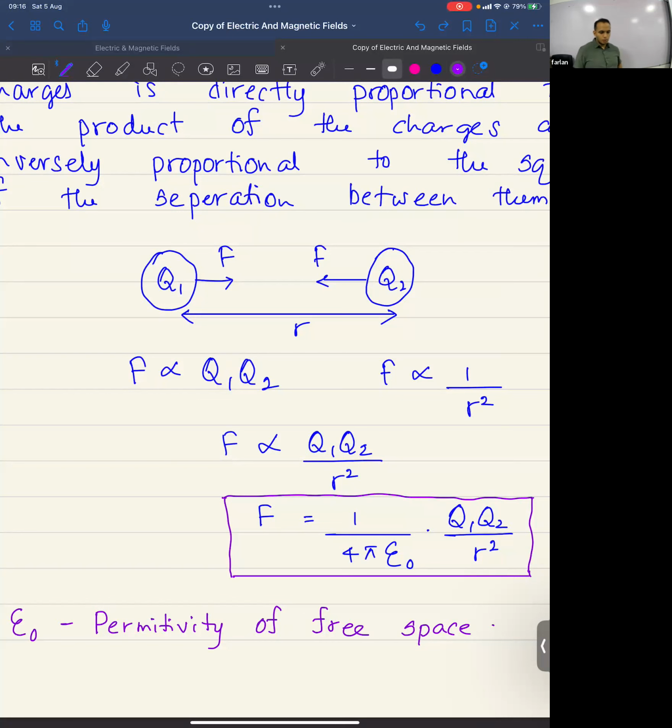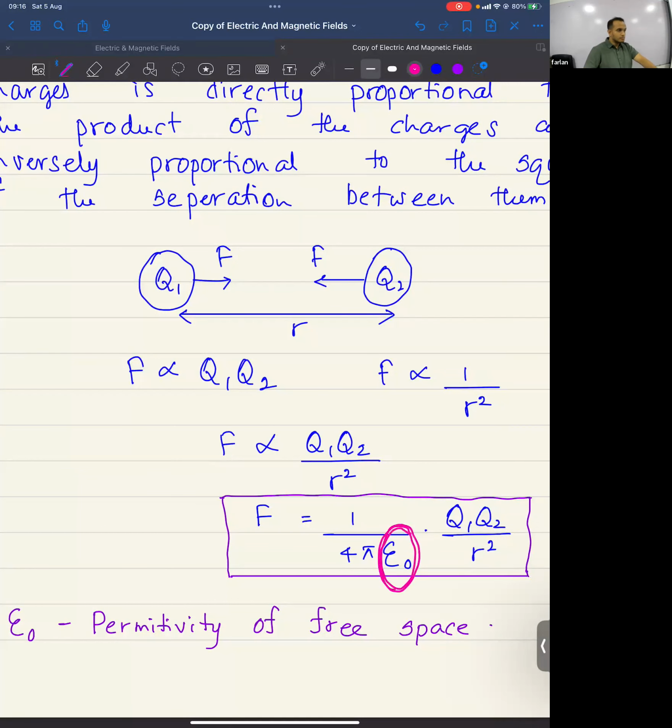Right. So guys, this proportionality constant is 1 over 4 pi epsilon naught. So 1 is constant, 4 is constant, pi is constant. That epsilon naught is known as the permittivity of free space. So in your calculator, you can find a constant. It may be the constant number 32, I guess.